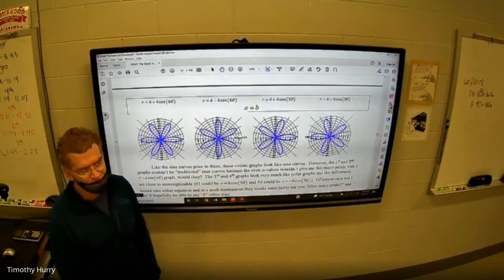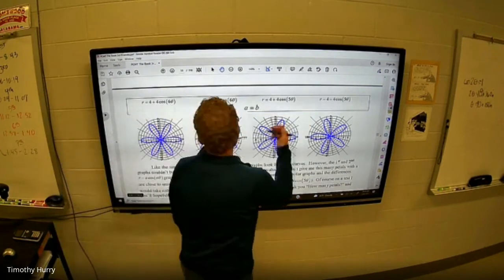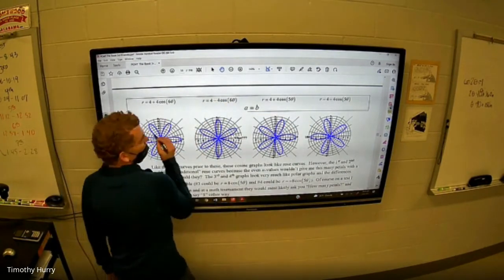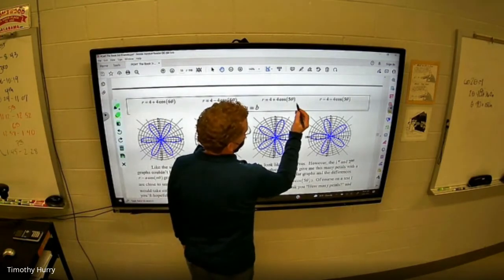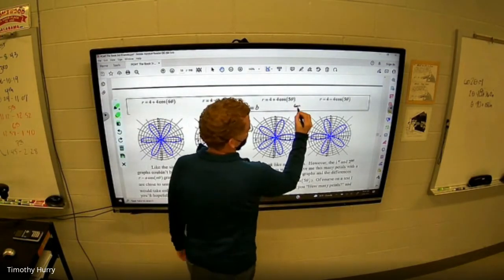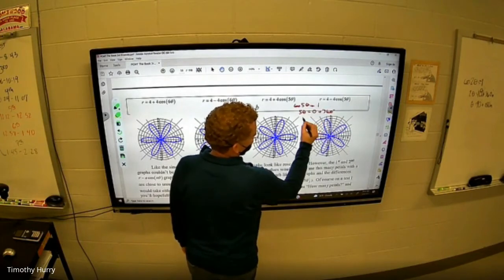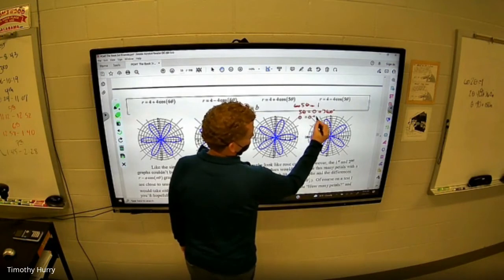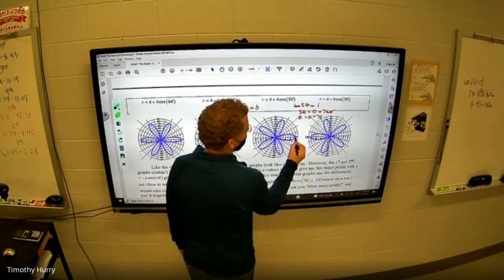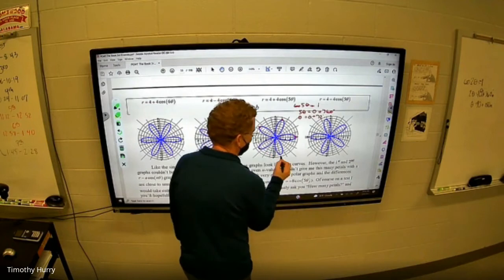What would it be? 8. Where would R be 8? When this is equal to 1. Where is that equal to 1? When it's equal to 1 is when 5 theta is 0 plus 360n, right? So when theta is 0 plus 72n. That's really all you have to do to find these petals.